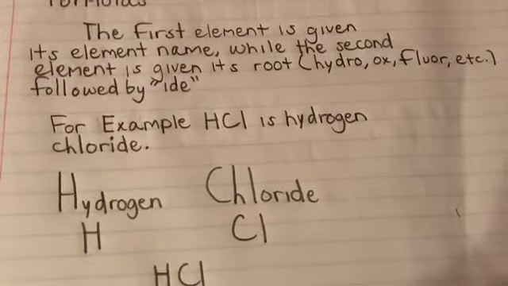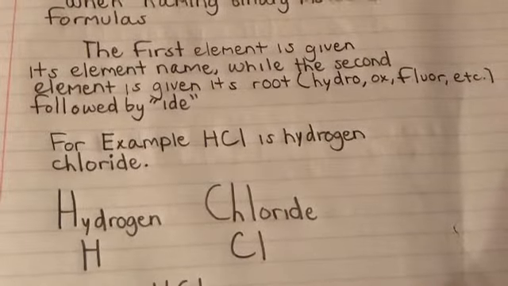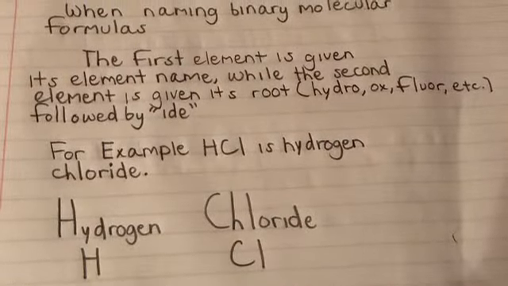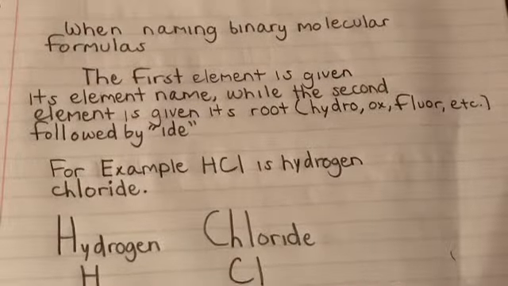For example, hydrogen chloride is hydrogen and chlorine. The symbol for hydrogen is H, the symbol for chlorine is Cl, and when you combine the two, it turns into hydrogen chloride.